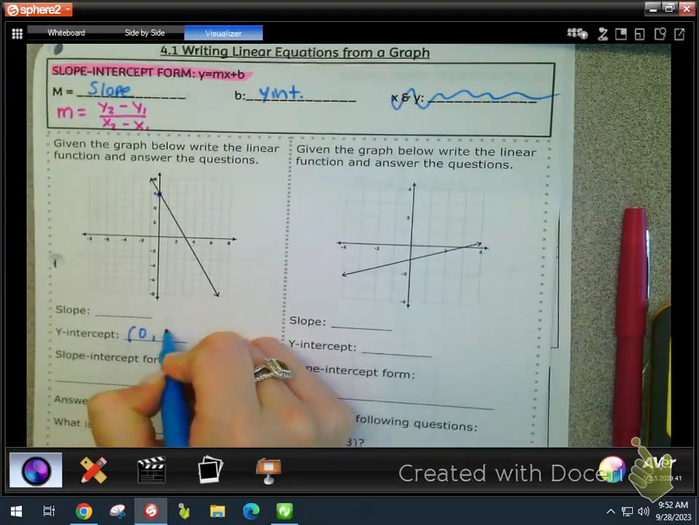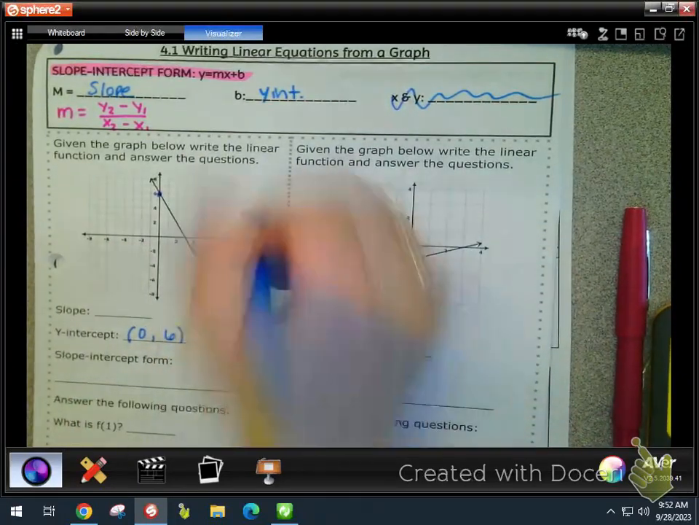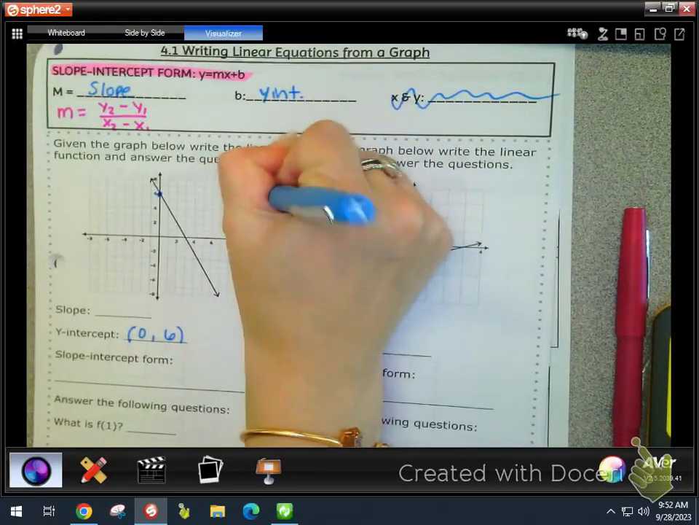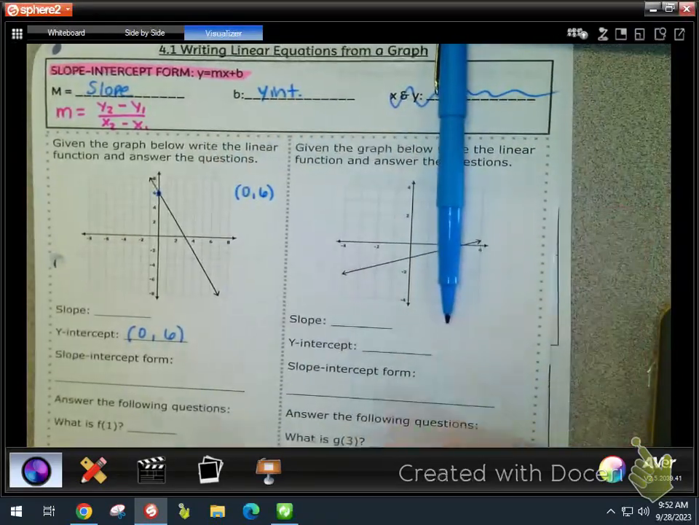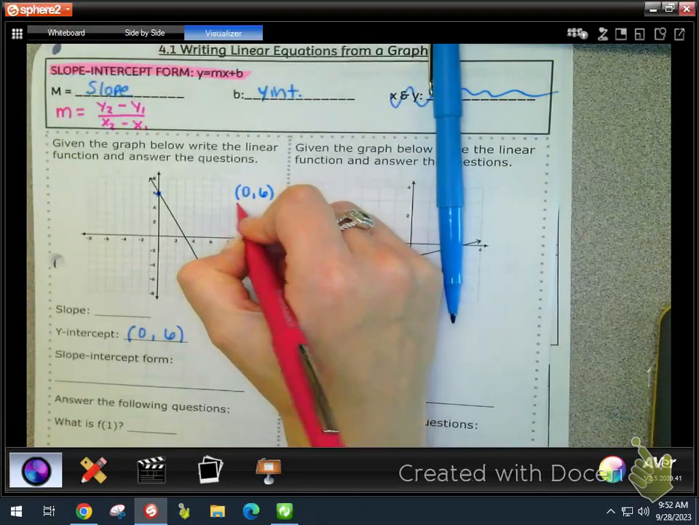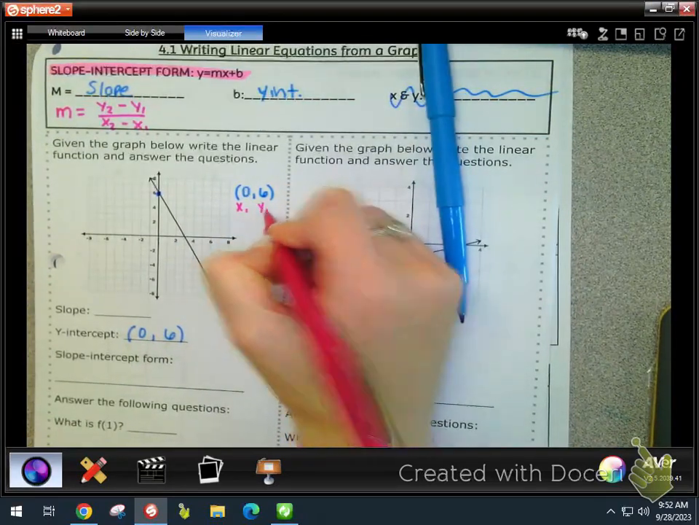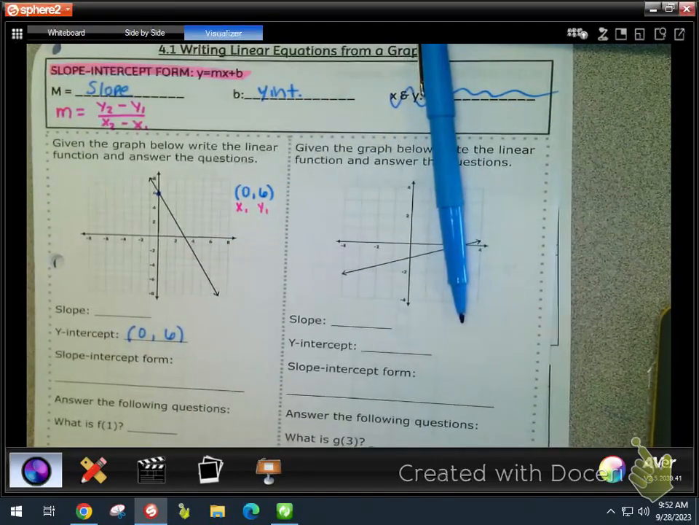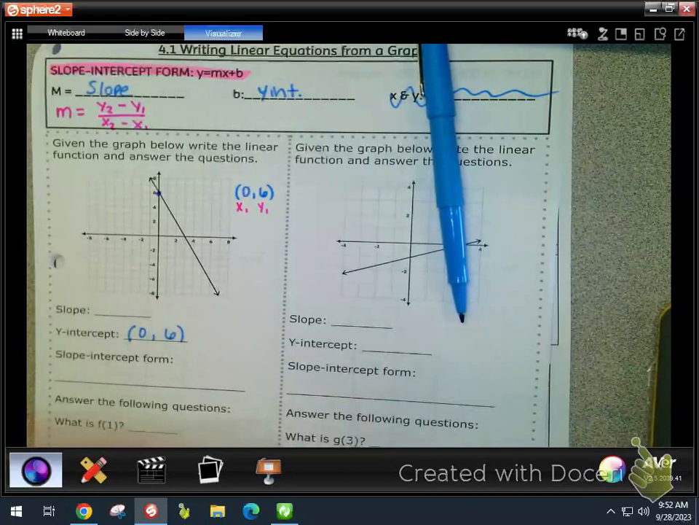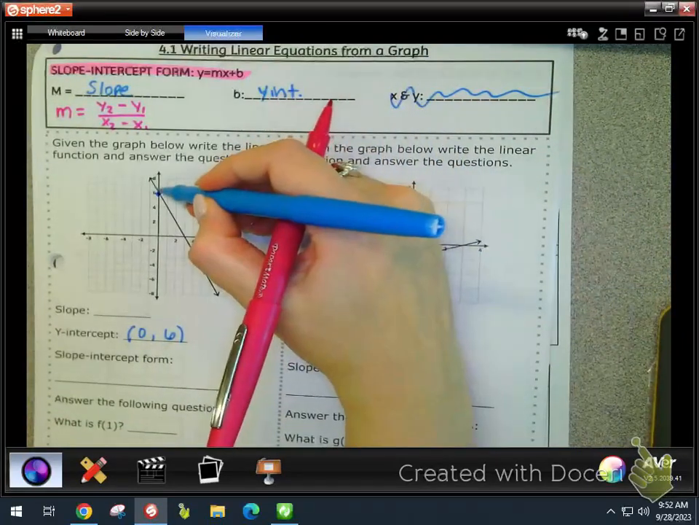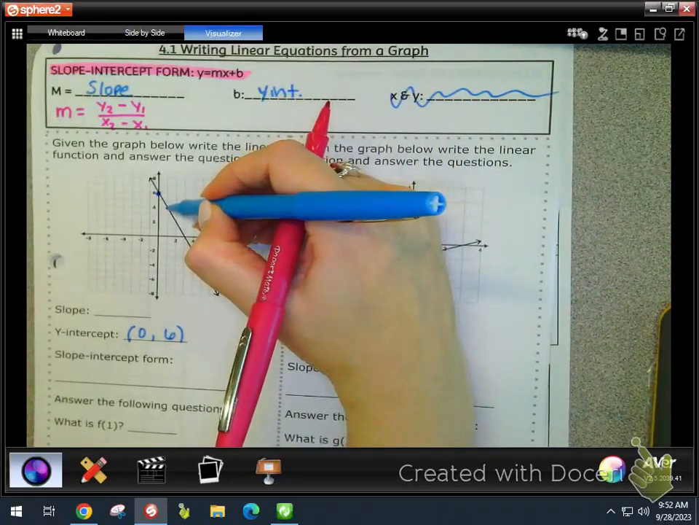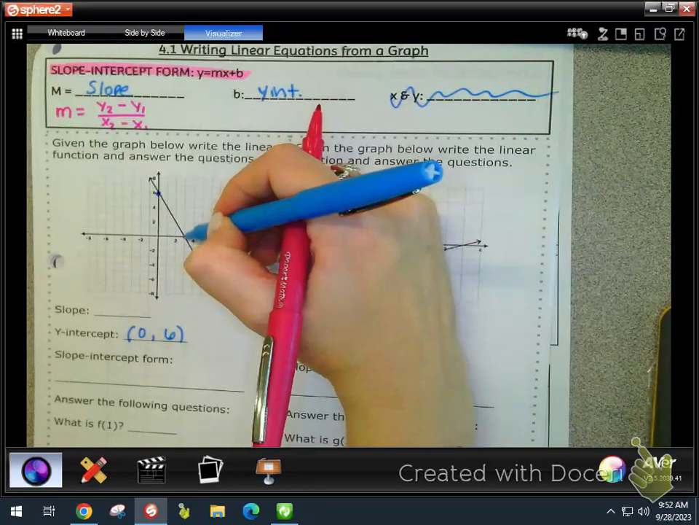0, 6. Very good. I'm going to write that to the side. And then what am I going to write under that? Because I got to slope it. My labels: x1, y1. Okay? But then I need another good point. Perfect point. So follow your line. You got options here, people. Which perfect point do we want to use? 3, 0 is a good one.